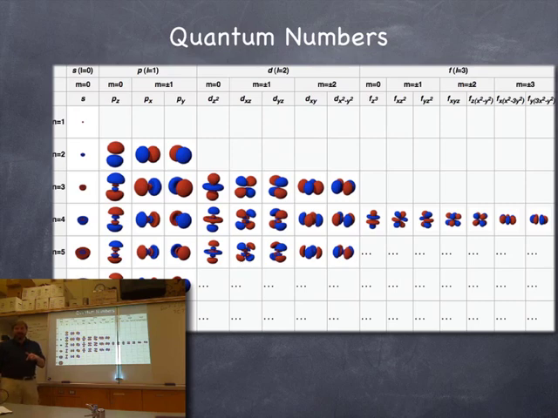Then the next thing you want to describe is, well, what street do I live on? Okay, what street do I live on? And the street is going to be your L, okay, your L quantum number, which is called the angular momentum quantum number.